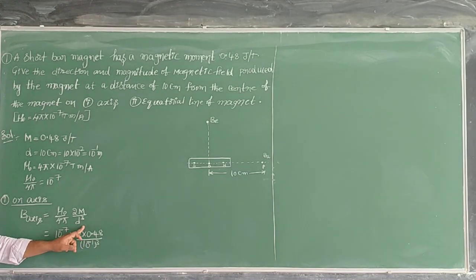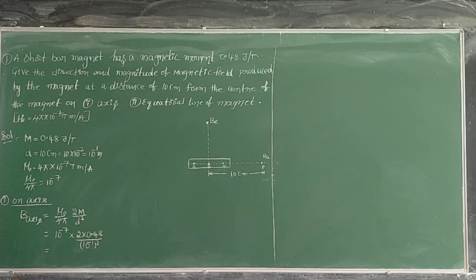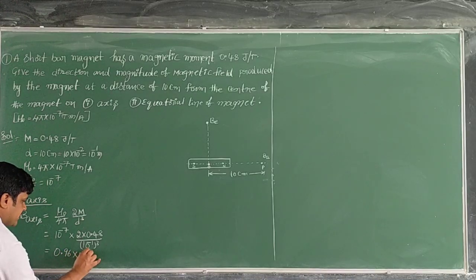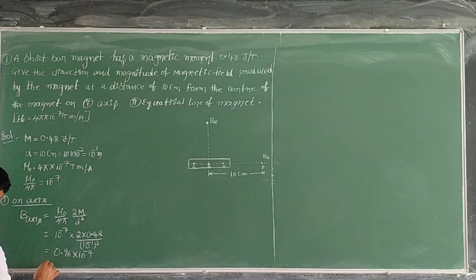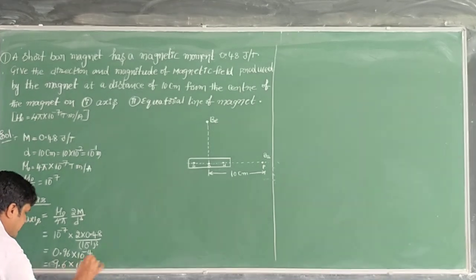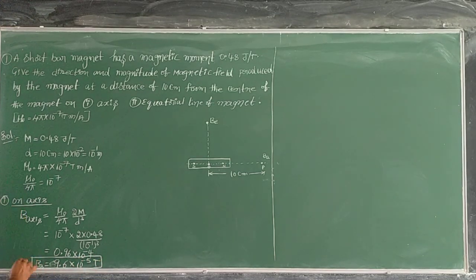Coming to the numerator, plus 3 minus 7 gives minus 4. Here we have 2 into 0.48, which is 0.96 into 10 power minus 4. From this, shifting the decimal point, we have 9.6 into 10 power minus 5 Tesla. This is the magnetic field on the axial line.